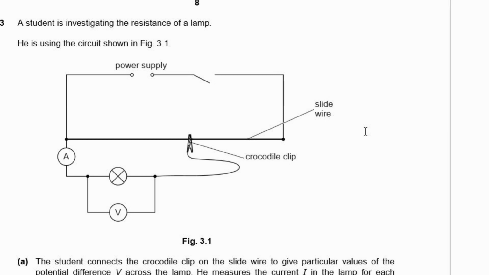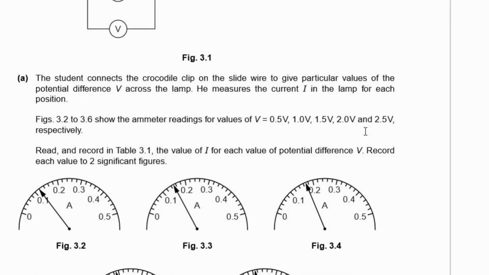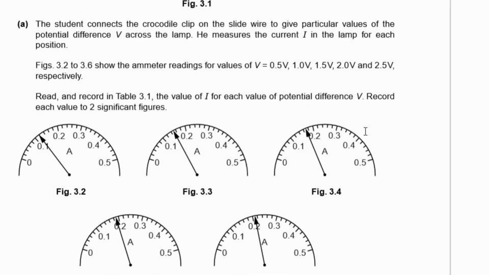Question 3. A student is investigating the resistance of a lamp. He is using the circuit shown in figure 3.1. The student connects a crocodile clip on the slide wire to give particular values of the potential difference V across the lamp. He measures the current I in the lamp for each position. Figures 3.2 to 3.6 show the ammeter readings for these values of voltage. Read and record in table 3.1 the values of I, the value of the current, for each value of potential difference V. Record each value to 2 significant figures.